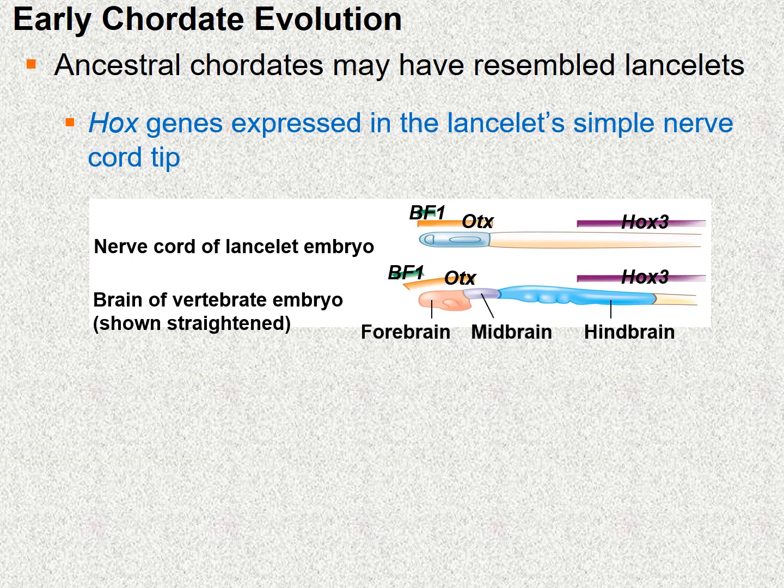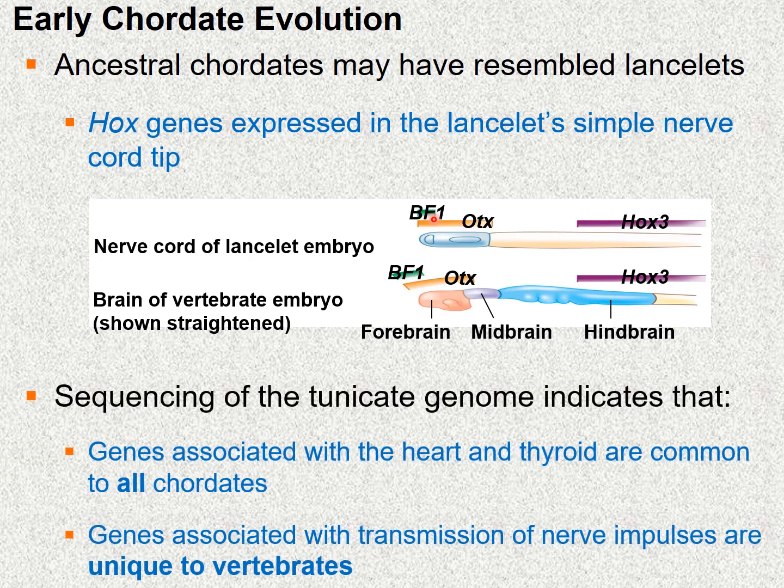So if we look at this comparison, we have a vertebrate embryo, and we can see these two genes, BF1 and OTX, up in the tip of the nerve cord of a vertebrate, and also in the tip of the nerve cord of the lancelet embryo. Upon sequencing of the tunicate genome, this suggests that the genes associated with the heart and the thyroid are very common to all chordates, and also the genes that are associated with the transmission of nerve impulses. These are actually unique to vertebrates, which makes vertebrates a little more evolved than both the tunicate and the lancelet. So this evidence suggests that the lancelets and the tunicates are considered chordates. However, they are basically the evolution and the steps to the vertebrate.